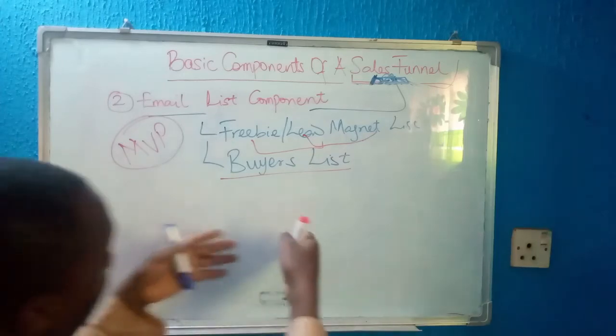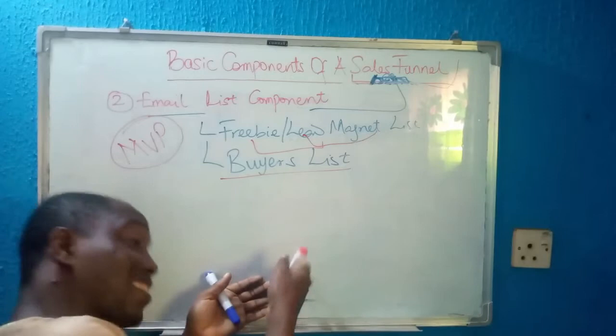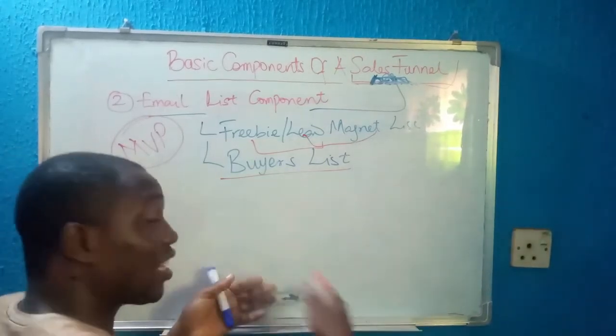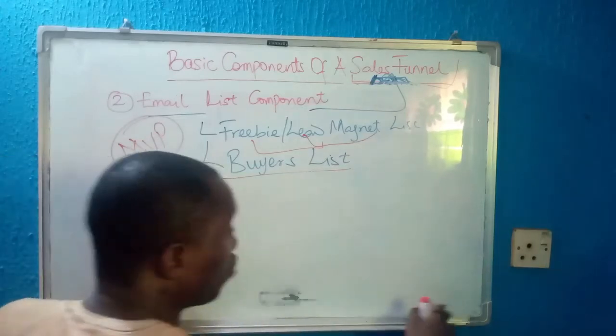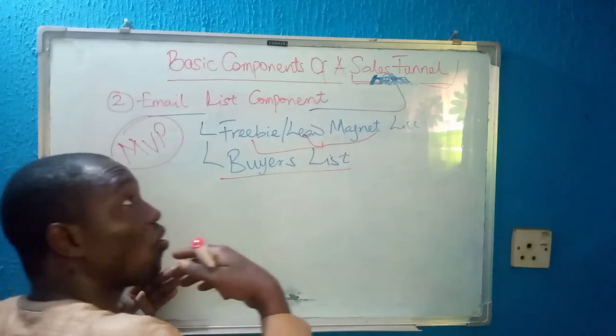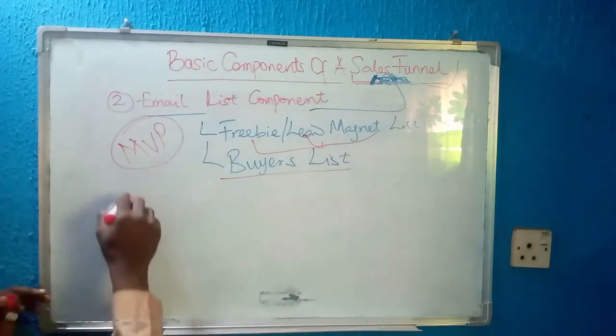Because once you get a buyer, that buyer becomes an asset to you, and you can sell to that buyer time and over again if you have good follow-up sequences and you know how to write daily emails that actually connect with them. So let me just point this out.